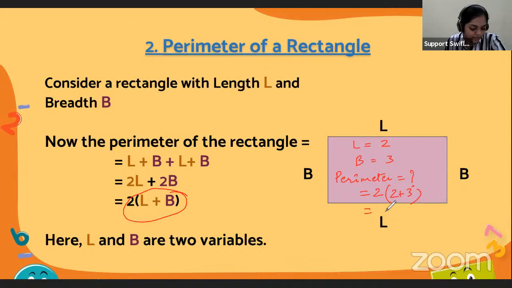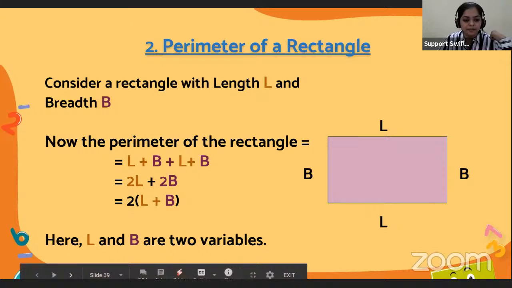Shreya answered the question: the answer will be equal to 10. And let's check. Yes, 2 into 5, that will be equal to 10. Very good, Shreya. So we have formed the generalized value of the perimeter of a rectangle that is equal to 2 times (L plus B). So using algebra and variables, we can generalize any formula of geometrical figures like this. I think now you all understood the concept. Let's move to the next slide.